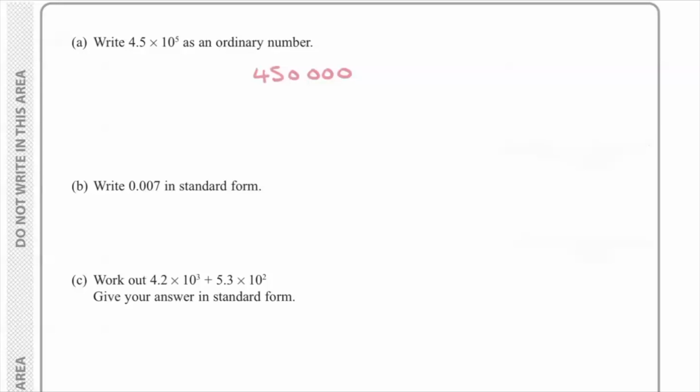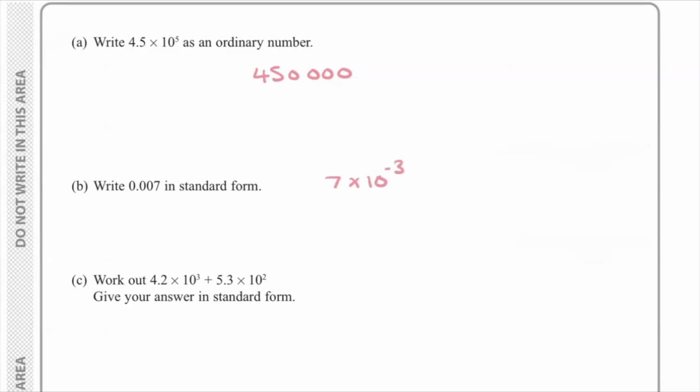Now, when you've got to do it the other way, there is an engineering button, ENG, on your calculator that will do the opposite for you. But you do need to be really, really careful. Check that it's programmed correctly because it isn't always foolproof. So I have done this one in my calculator and I have got 7 times 10 to the minus 3.